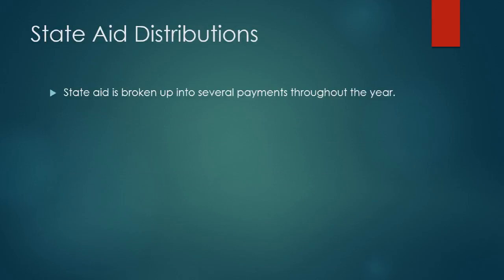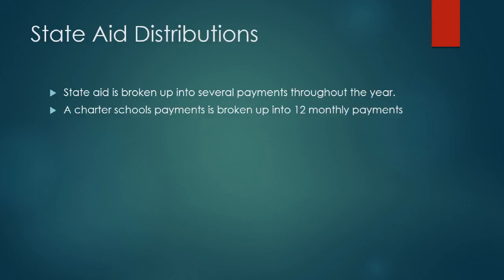State aid distributions. State aid is broken up into several payments throughout the year. So it's not just one lump sum at the beginning of the year. They break it up into several payments and distribute it to the districts. For a charter school, the payments are broken up into 12 equal monthly payments.